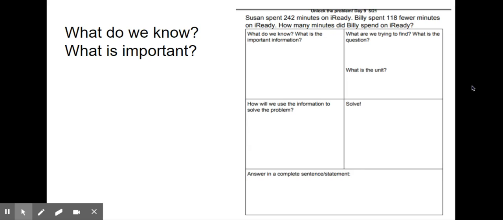We are going to start with our Unlock the Problem. Listen as I read it. Susan spent 242 minutes on iReady. Billy spent 118 fewer minutes on iReady. How many minutes did Billy spend on iReady?